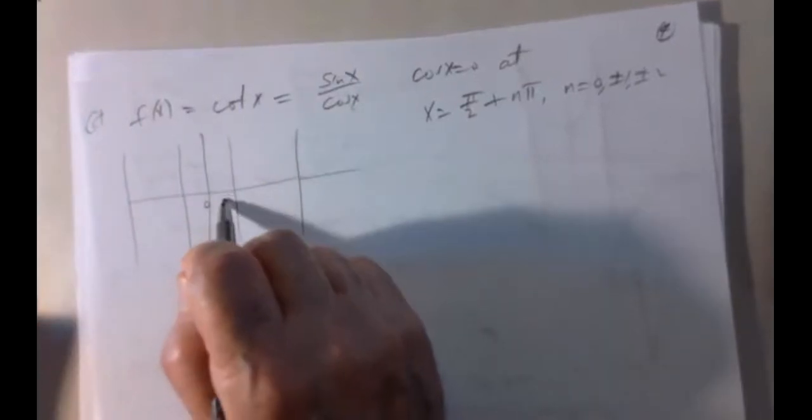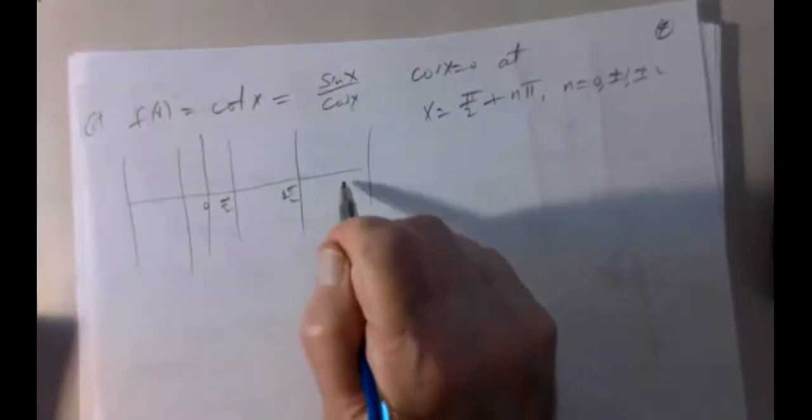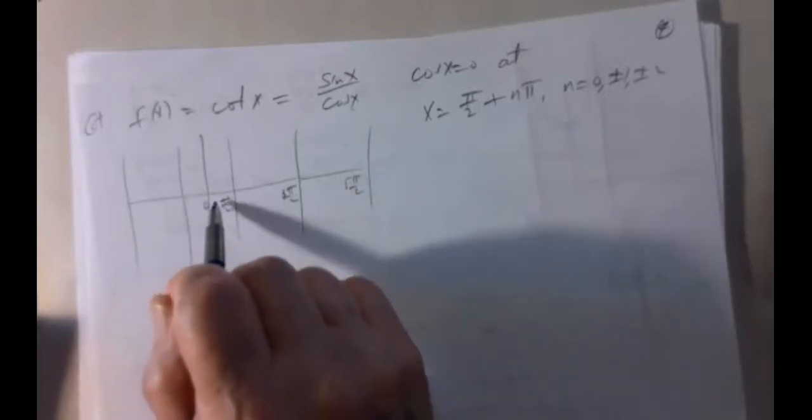So this is 0, pi over 2, 3 pi over 2, 5 pi over 2, minus pi over 2, minus 3 pi over 2. These lines, whoops, I'm sorry. Let me do this example, but I wrote down not the cotangent, it's the tangent of x. That's sine over cosine.